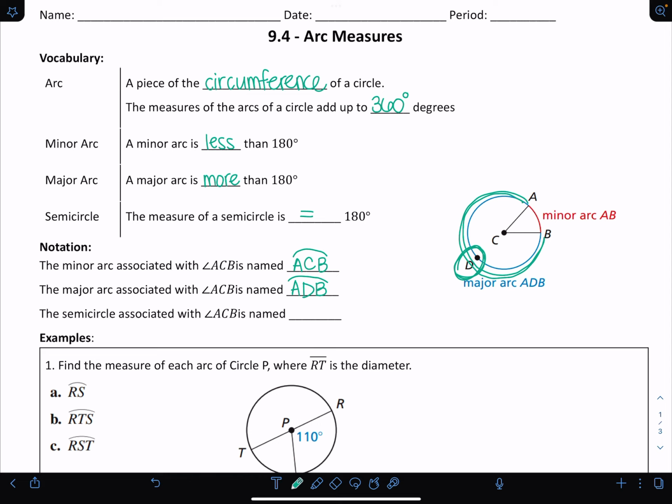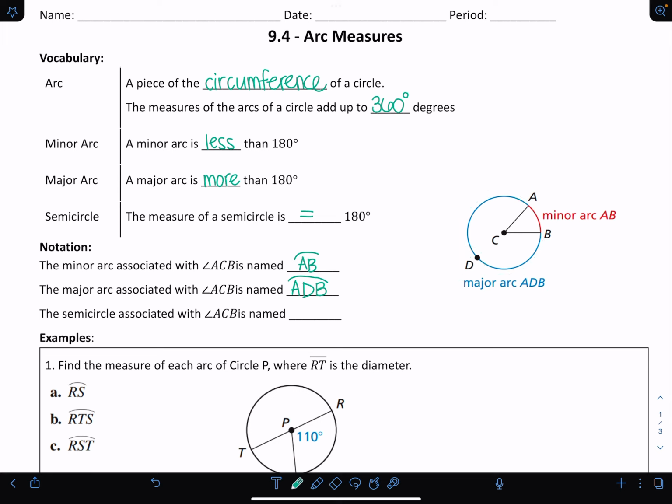Finally, the semicircle associated with ACB. Actually, I think this shouldn't have a C in there. That's my bad. That should just be arc AB. You can see that matches up with what's in the diagram here.